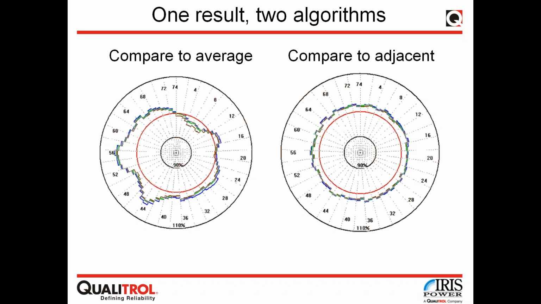So that's the advantage of these multiple algorithms, because it does eliminate the requirement for the air gap information, which otherwise would be required in order to analyze results in the absence of 2 algorithms comparing results to average and to adjacent.